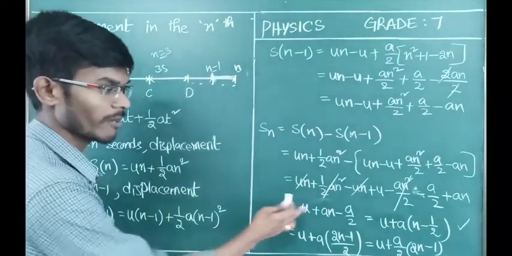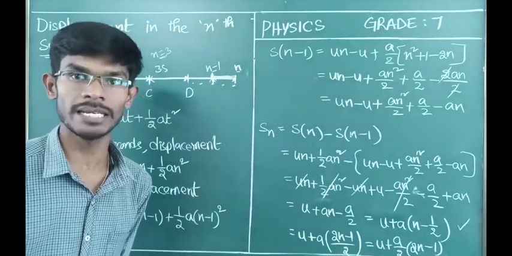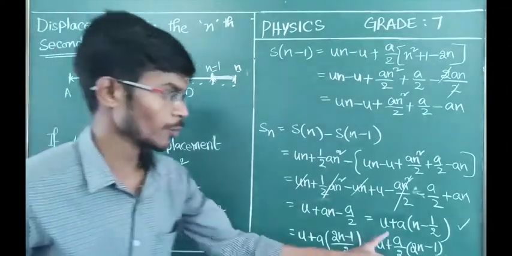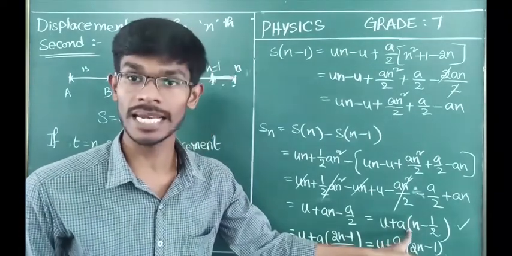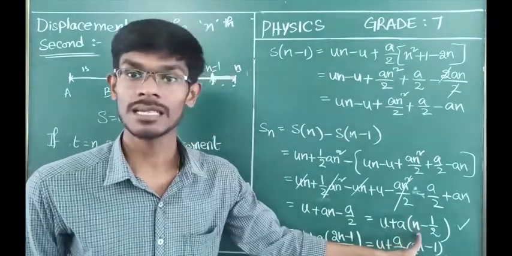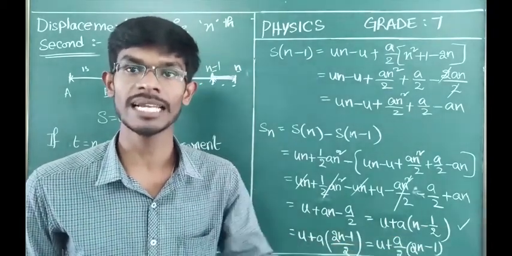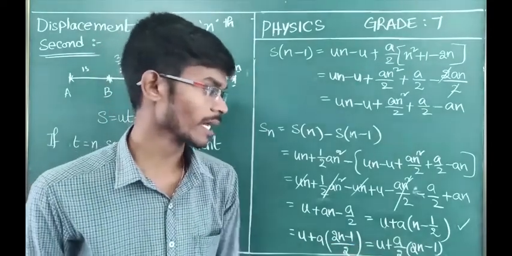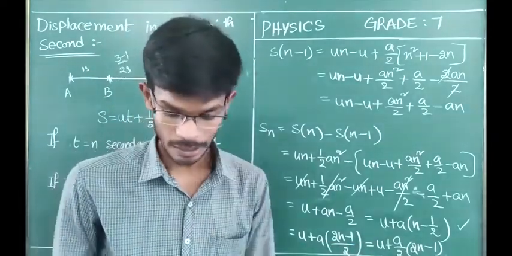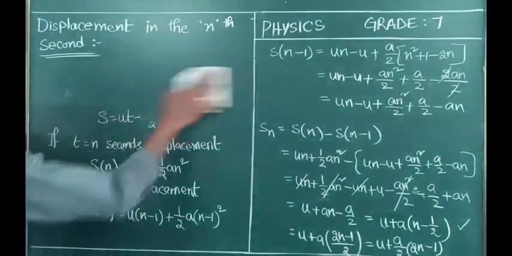So this is the displacement travelled in the nth second. That formula is given by u plus a into (n minus 1 by 2). Here u represents the initial velocity of the object, a represents acceleration, and n represents the particular time interval: second, third, fourth second; n is equal to 4, n is equal to 5, like that we will consider. See, here is a simple example.